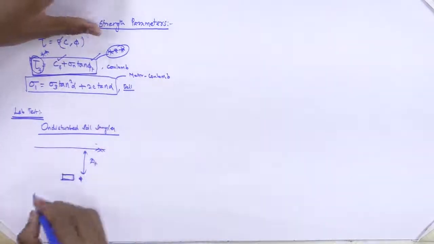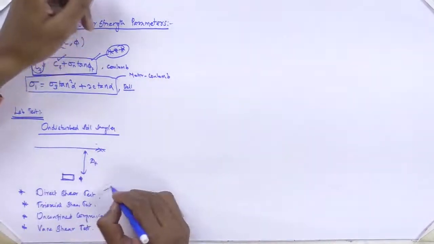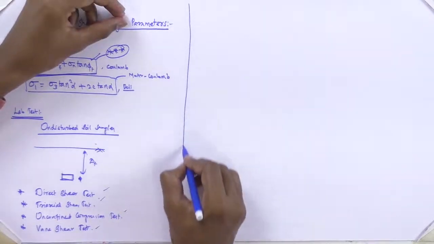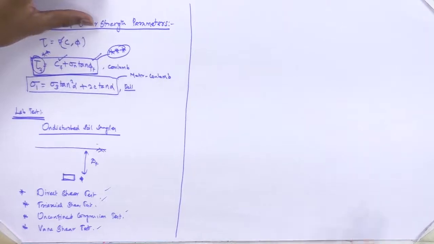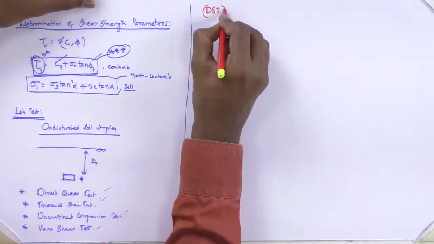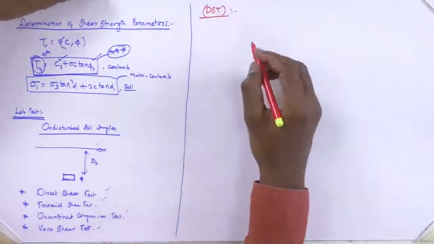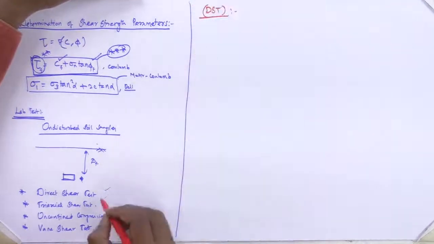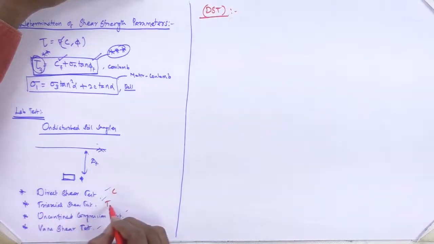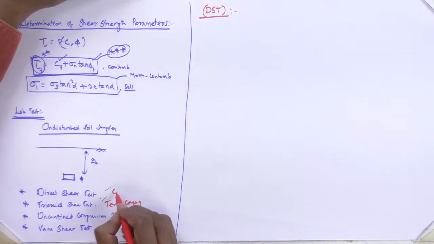So what are the tests we have? Let me explain them one by one: direct shear test, triaxial shear test, unconfined compression test and vane shear test. First, the direct shear test, DST. The direct shear test was given by Coulomb, and the triaxial test was developed by Terzaghi and Casagrande. So this is Coulomb.